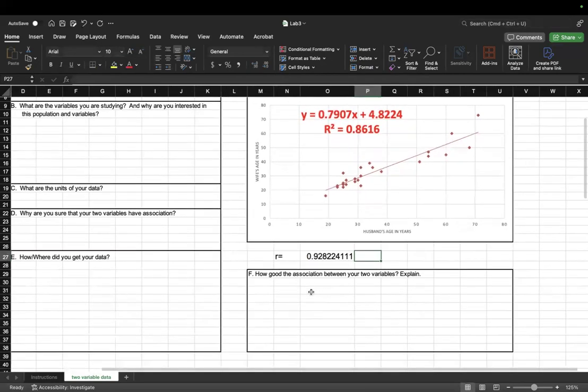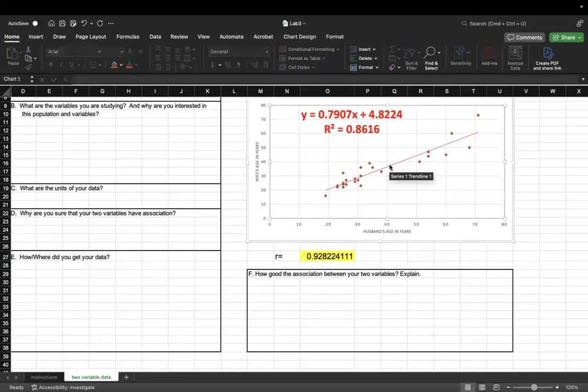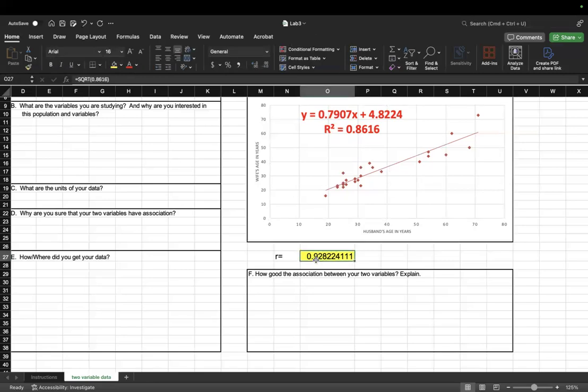Down here in F, I am going to reference my R value when I talk about how good the association is between my two variables. I specifically want you to mention the R value. I specifically want you to mention if your correlation is positive or negative. Every time you take a square root, you're going to get a positive number. So if this was a negative correlation, my slope would be negative, and I would need to mention down here that it's negative, because this number is going to be positive no matter what. Even if the slope of your trend line is negative, you need to mention it because my R value is not going to show that.